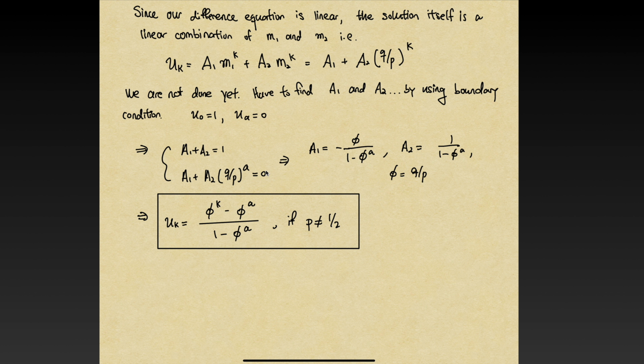It's a very simple linear algebra problem. Then we get a1 equals negative phi to the power of a over 1 minus phi to the power of a. a2 is given by this, and our phi is given by q over p. Now notice that our u of k will be something of this form, where phi is q over p, and this is for p not equal to 1 over 2. If p is 1 over 2, we do have to modify something here, but I will talk about it in my next video. So anyway, that's the probability for player A.